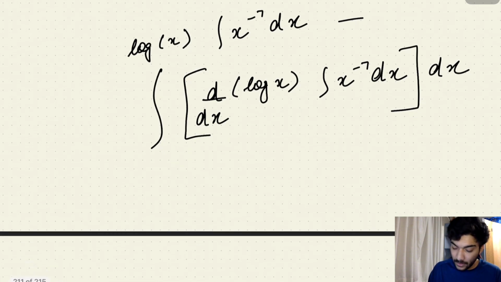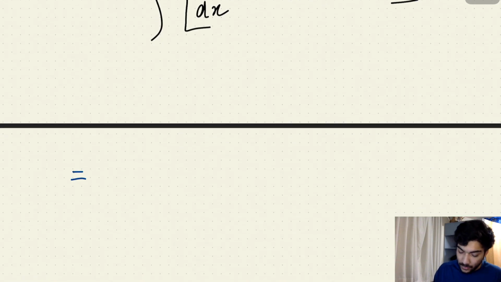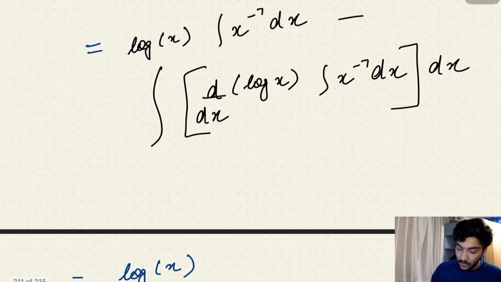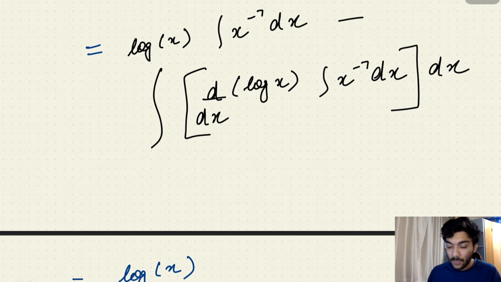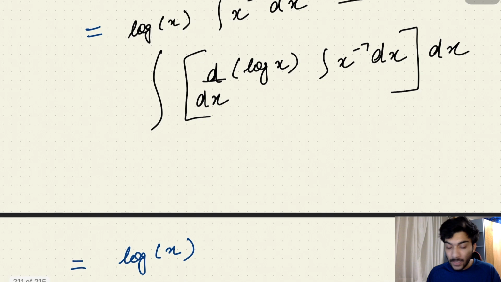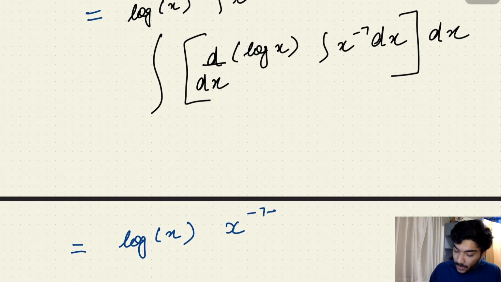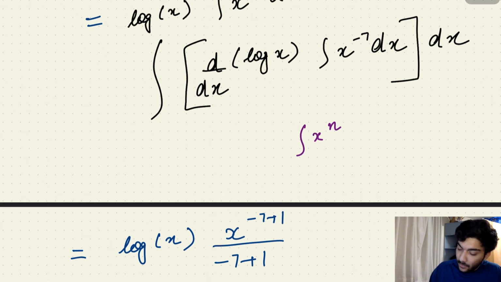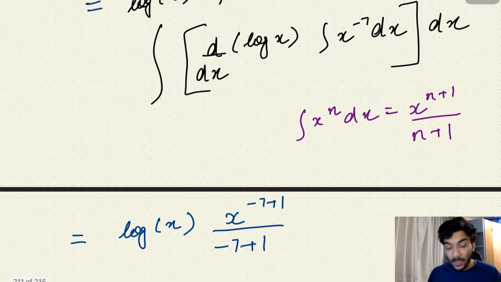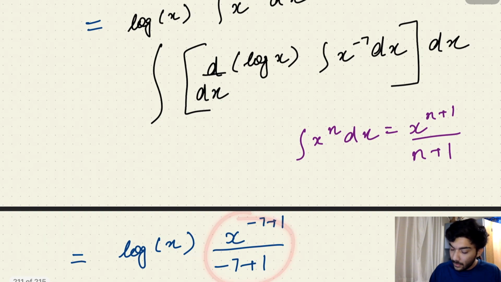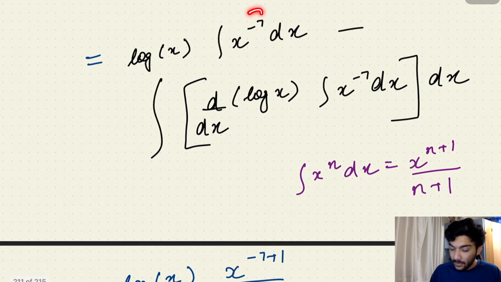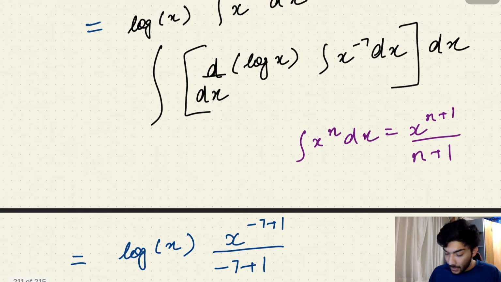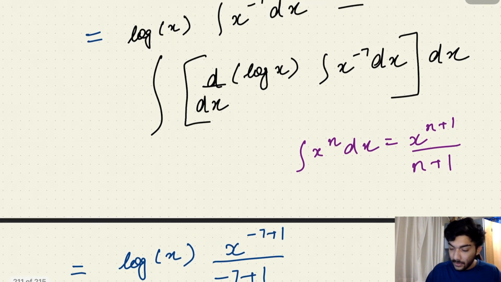So now in order to simplify this equation over here, we would have log x times the integral of x to the power minus 7 dx, right? So the integral of x to the power minus 7 can be written as x to the power minus 7 plus 1 upon minus 7 plus 1, right? Because we know that the integral of x to the power n dx is x to the power n plus 1 upon n plus 1, right? So that is what I have used over here. Since our n was negative 7 in this case, the integral of x to the power negative 7 would be x to the power negative 7 plus 1 upon negative 7 plus 1 in this case. So we are done with the first expression.